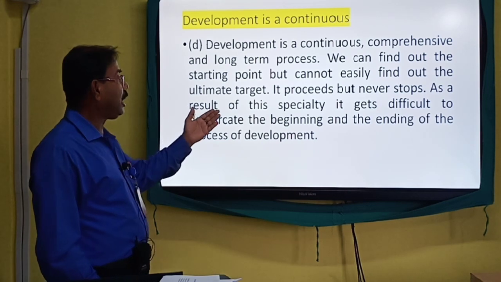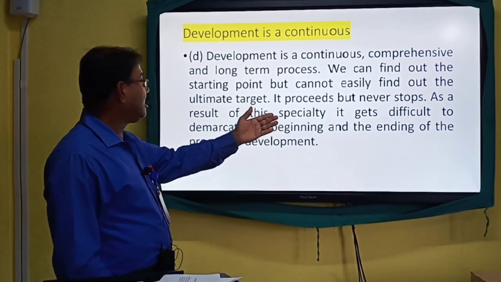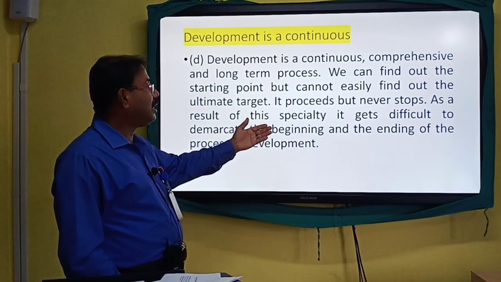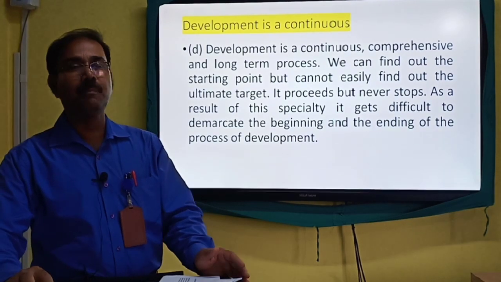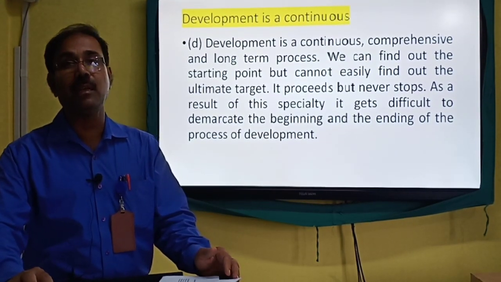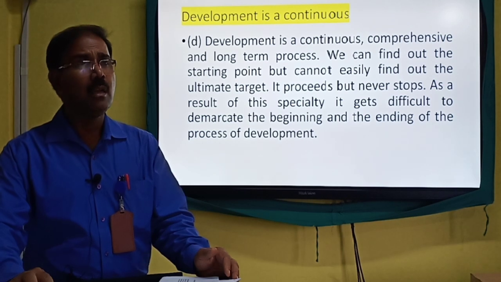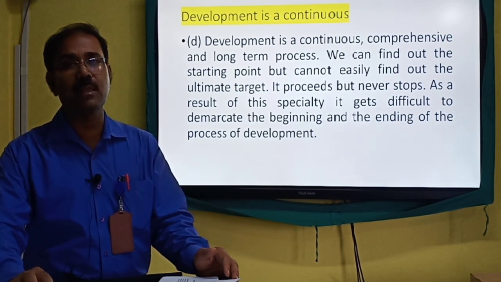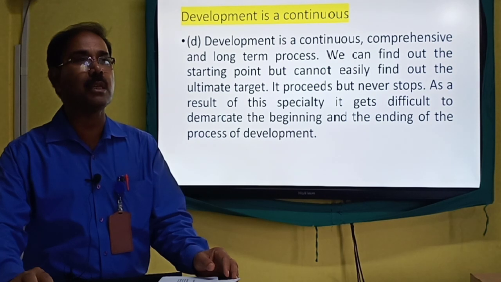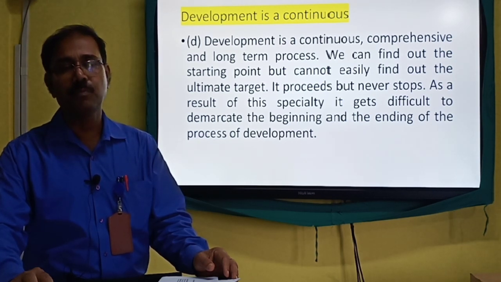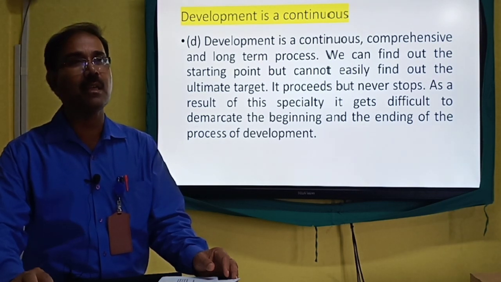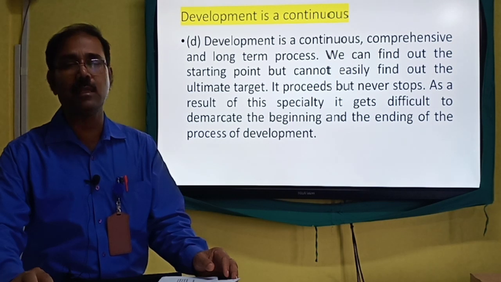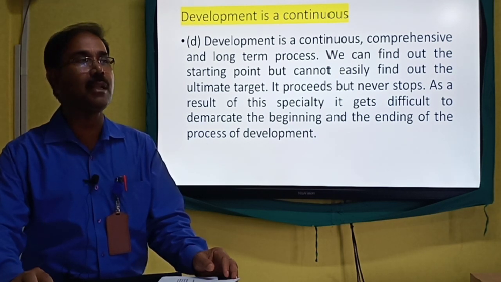As a result of this specificity, it is difficult to demarcate the beginning and the ending of the process of development. The beginning and the end of development can never be determined, because these are very complex and very dynamic processes, and to realize the specialities of all these processes, we are to thoroughly scrutinize the life cycle of the human organism, as well as the life cycles of other living organisms, beings and things of this universe.